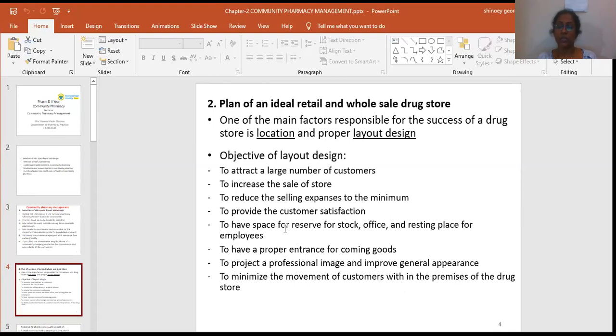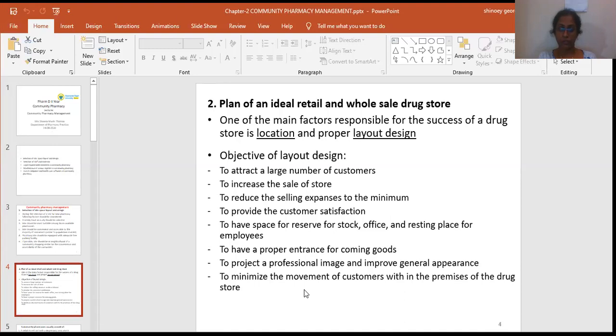Next one is, the pharmacist who is working in the community pharmacy should always project a professional image. He should wear a white coat as well as he should be neat and clean while he presents himself to the customers who are coming to the particular pharmacy. Next one is, the movement of customers within the pharmacy can be minimized by providing them sufficient waiting area where the customers or the patients can come and wait.